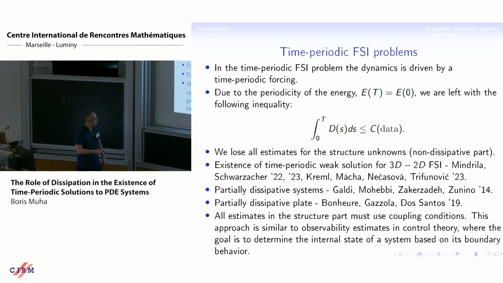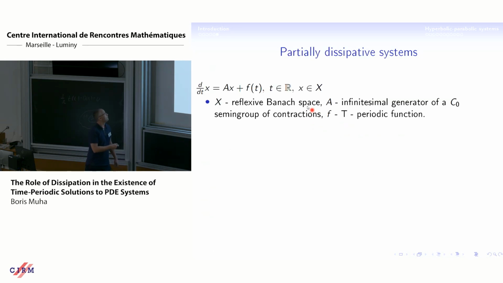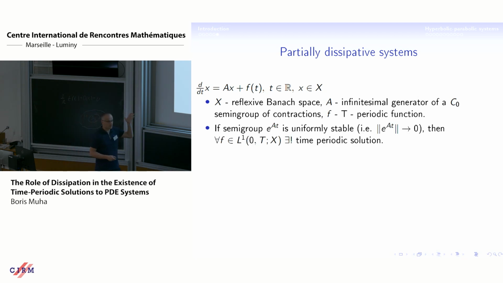And let me just say a few words about this theory, what they call partially dissipative systems. So the definition of a partially dissipative system is just this. Let X be a Banach space, and let A be the generator of a C0 semigroup of contractions, and an F-periodic system. So it's very general. This is what is called a partially dissipative system. And there are lots of nice results there, but I will summarize this in a few lines.